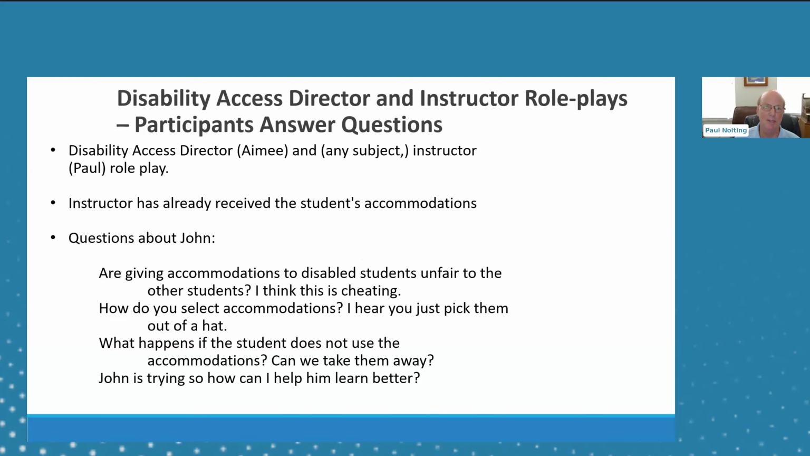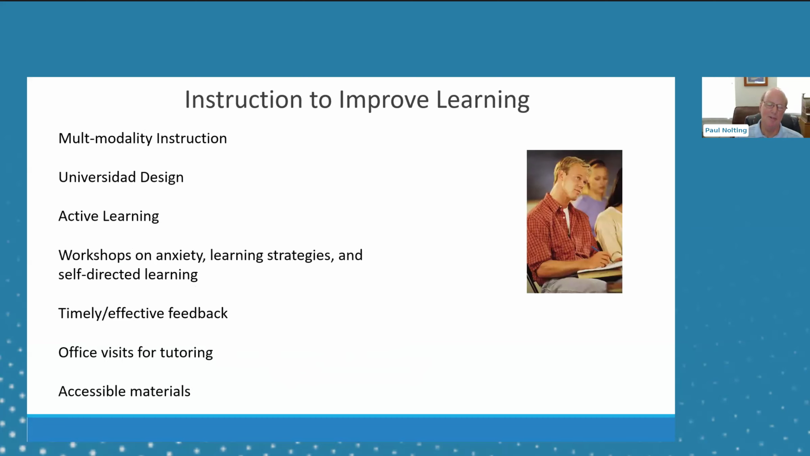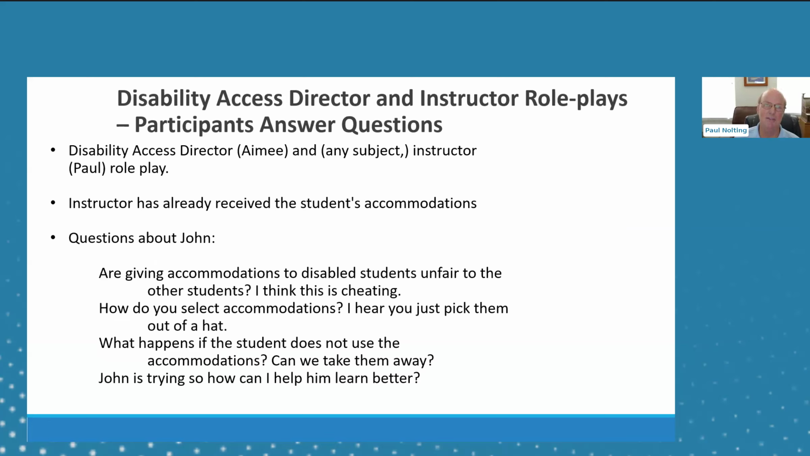So when we get to this area, we're going to do the role play now. We have about 12 or 13 minutes left. This is going to be the fun time. We put a lot of information in your head. You're going to get the PowerPoint so you can go back over it. Right now, Aimee's going to be the director of any subject. I'm the instructor, and I'm going to change my persona a little bit and start saying these questions. I'm John now.